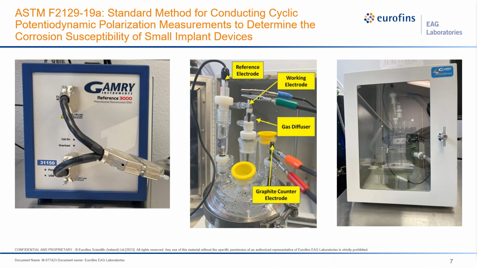During the test, the nitrogen is turned down to minimize bubbling in the testing medium and subsequently on the medical device being tested. The temperature of the solution is maintained at 37 degrees Celsius plus or minus 1 degree, consistent with the temperature of the human body. All corrosion testing is performed inside a Faraday cage to minimize external noise that could affect the final data output, as seen on the right here.